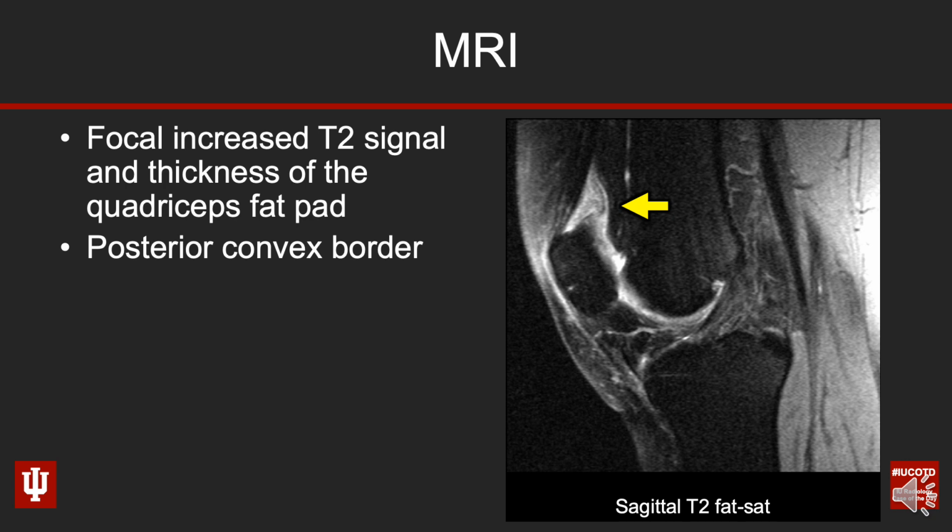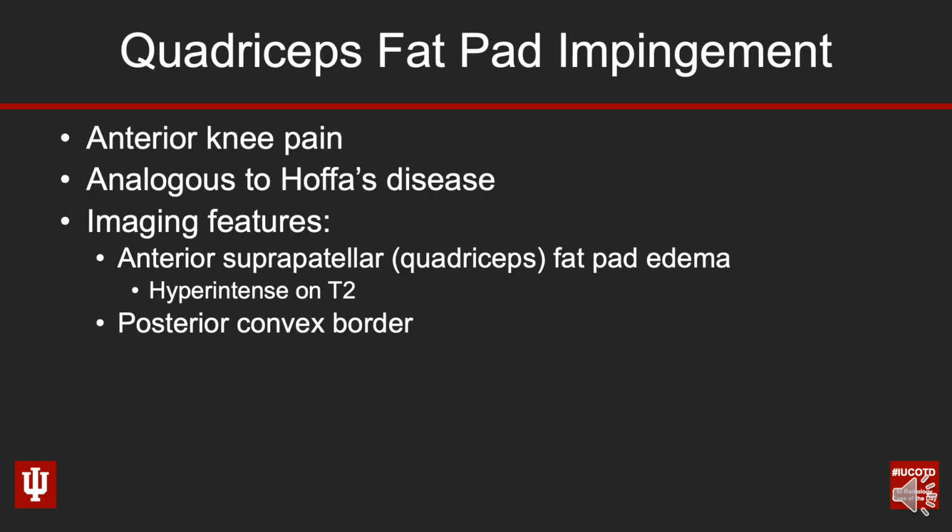The posterior border of the quadriceps fat pad is also notably convex. Here we have a case of quadriceps fat pad impingement. This can be a cause of anterior knee pain, although the entity is a tad controversial. This is thought to be analogous to Hoffa's disease, with edema involving the infrapatellar fat pad instead.